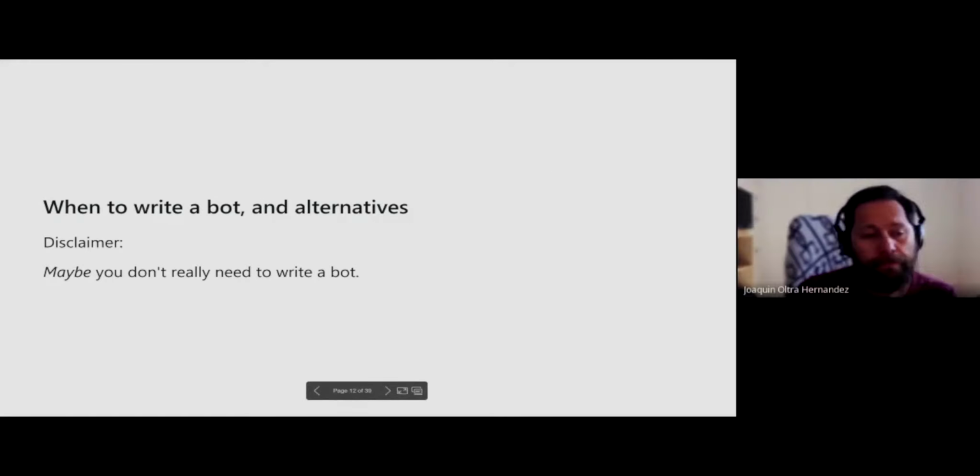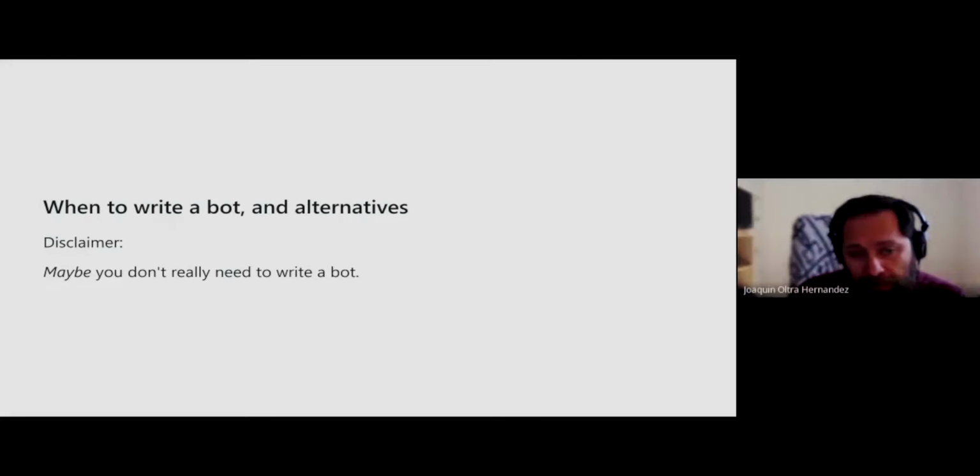So we're going to talk now about when we write a bot and when we use alternative tools. A bot is autonomous. It's a program that runs on itself. There are other ways of making automated tasks, and we're going to see about them. Maybe you really don't need to write a bot, and it's more complex for what you want to do.